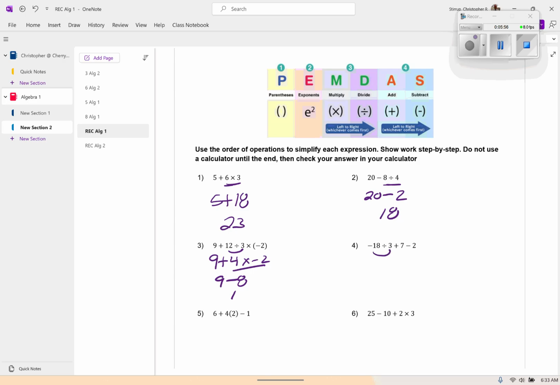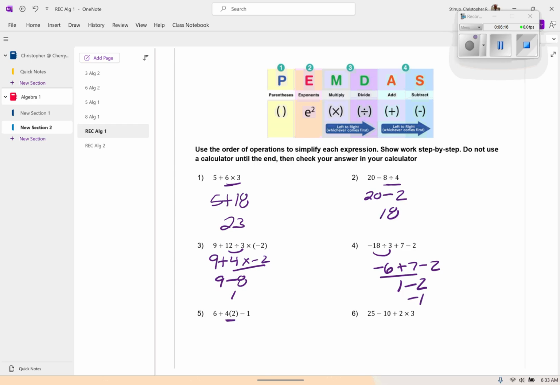We're going to go ahead and divide first. Negative 18 divided by 3 is negative 6 because one negative is negative. And then you have plus 7 minus 2. Now go left to right. You have something that costs $6. You have 7 in your pocket. That means you have 1 left out of that. And then you're going to go ahead and go 1 minus 2, which is negative 1.